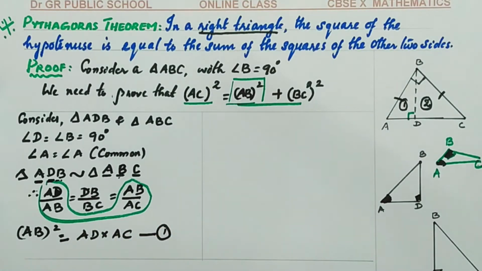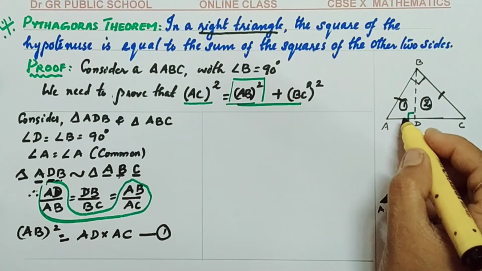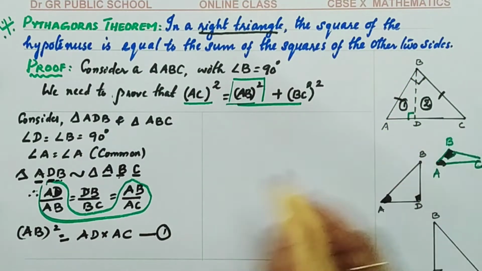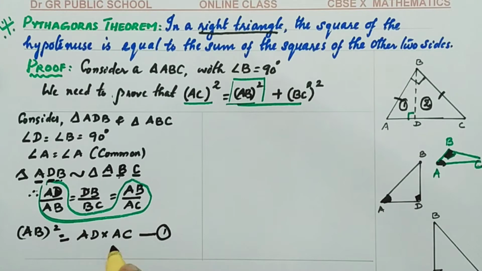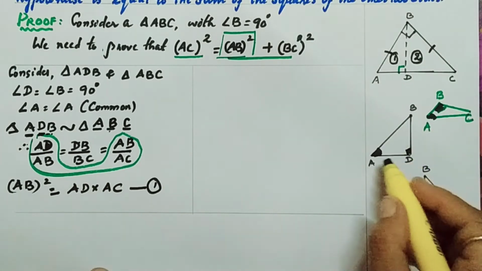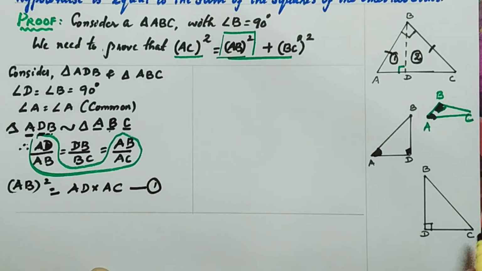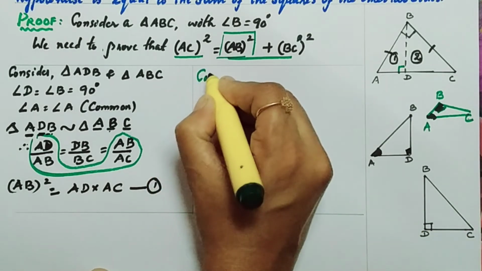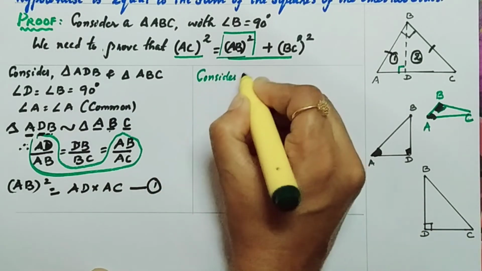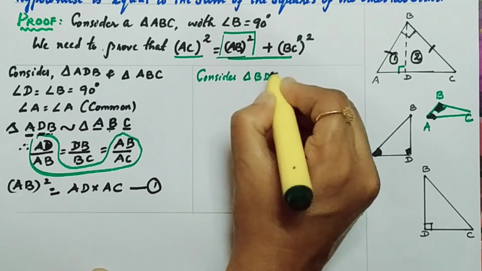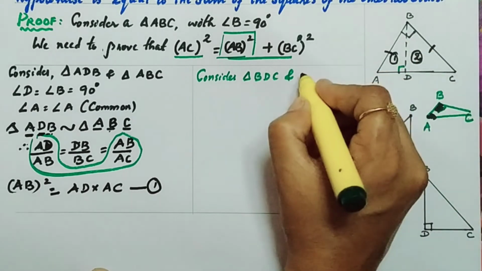So, considering the small triangle, triangle 1, and the larger triangle, you got the result AB square equal to AD into AC. Now, I am going to consider the right side triangle. Consider triangle BDC and the large triangle ABC.